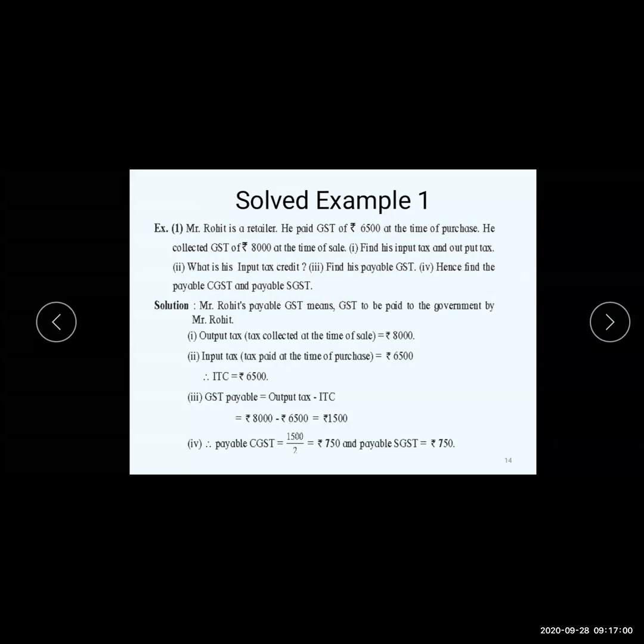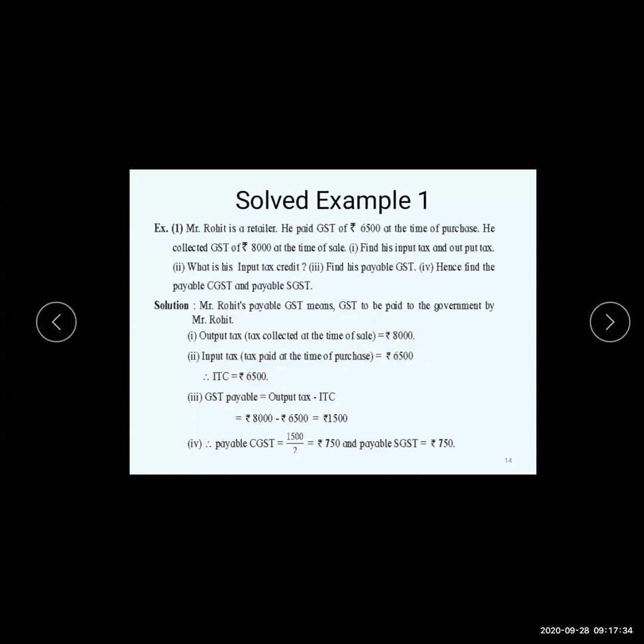So see here, Mr. Rohit's payable GST means the GST to be paid to the government by Mr. Rohit. Now, output tax is the tax collected at the time of sale, and it was rupees 8,000. Input tax is the tax paid at the time of purchase, that is rupees 6,500. Now, input tax credit is how much? Rupees 6,500.